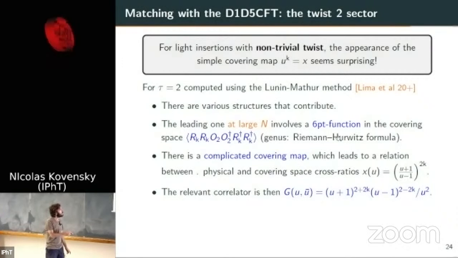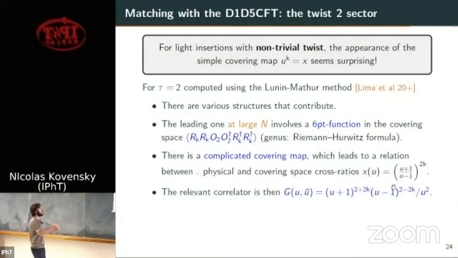But what you can show is that even if the map is complicated, there's a nice relation of this form between what I would call the physical space cross ratio and the covering space cross ratio. So you get this relation here. You can compute each of these exactly here, like this. These are the blocks, the results of this type of correlator in the covering space. And then you need to go back to physical space and sum over all pre-images of this map, which is, again, not x equals u to the k. It's a different covering map; the map and the pre-images are different things.